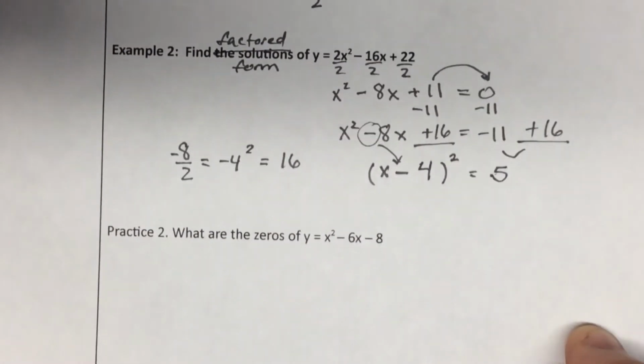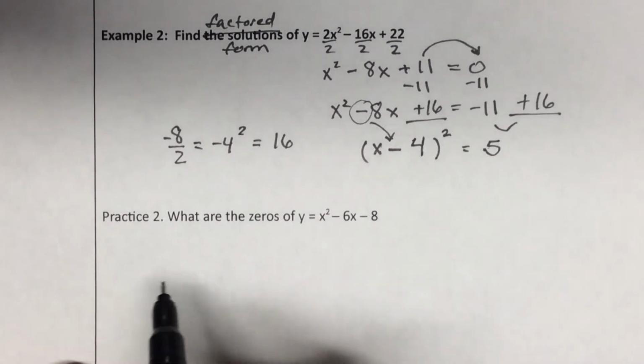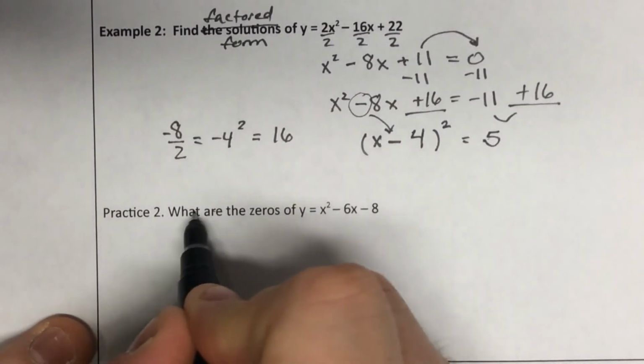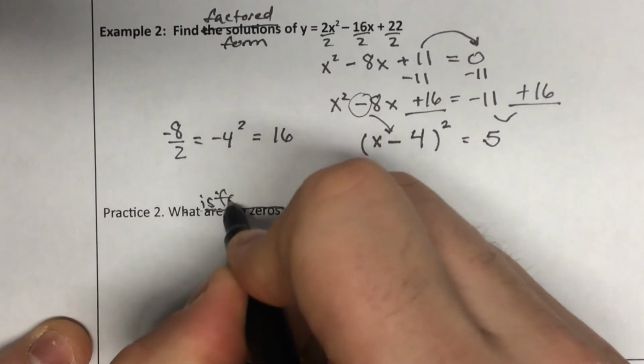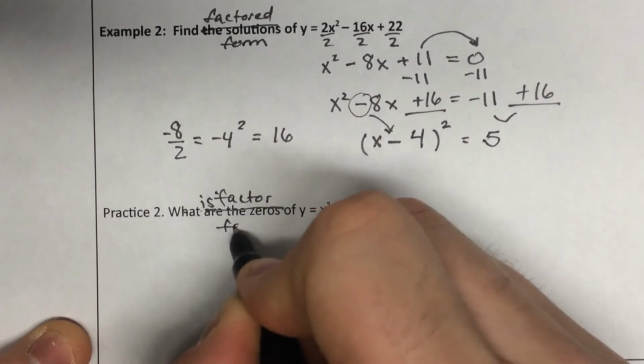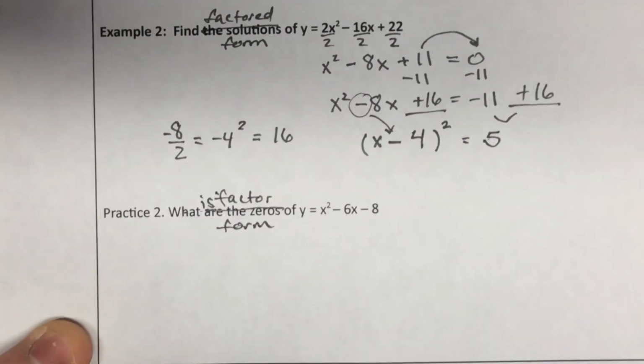Okay, so try practice 2. Again, instead of finding the zeros, I want you to put what is the factored form for this.